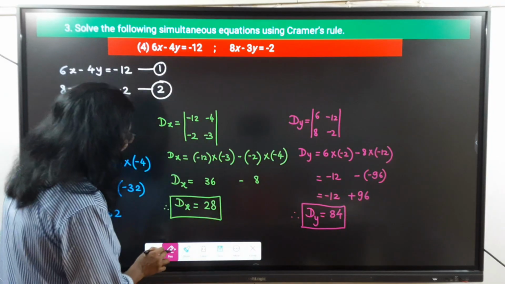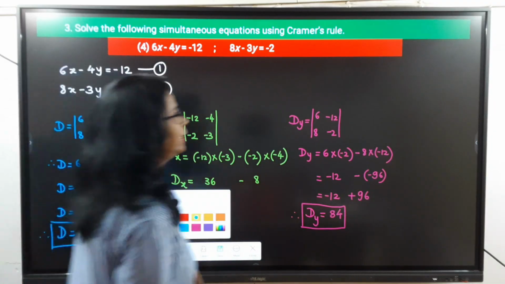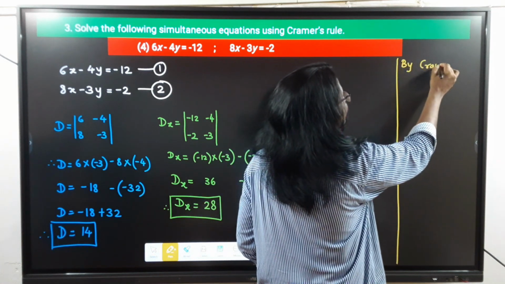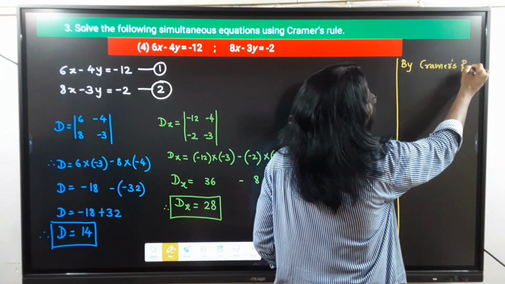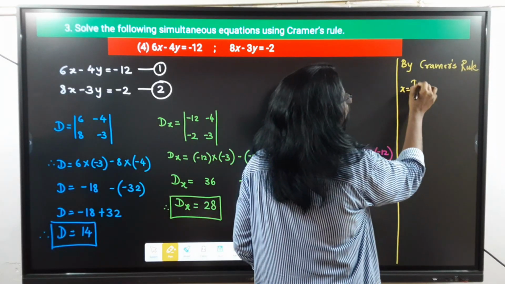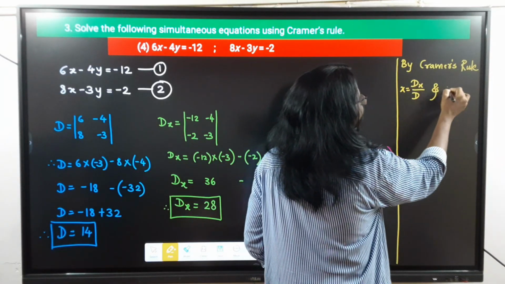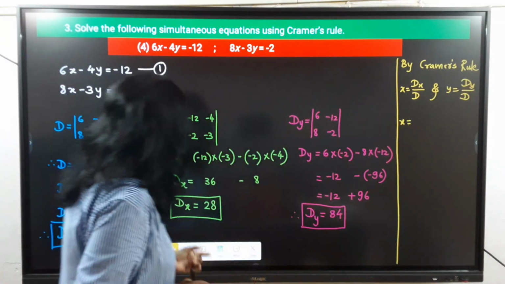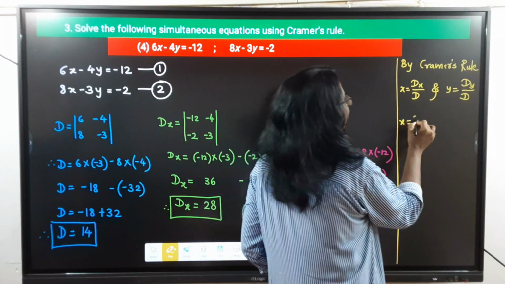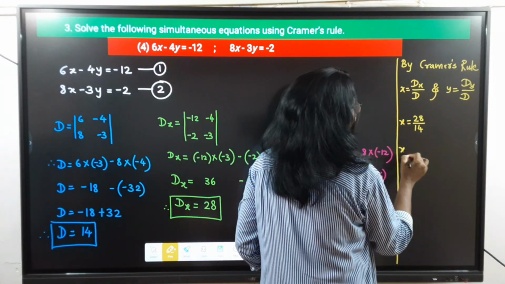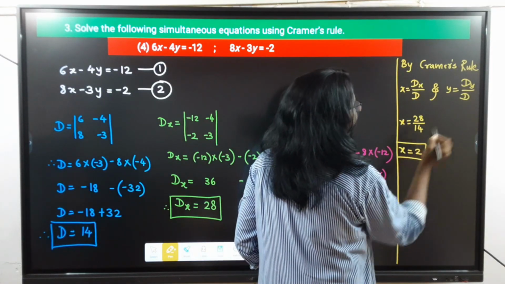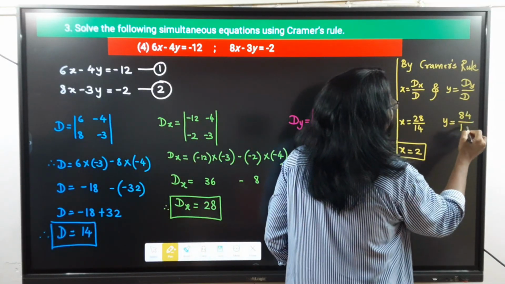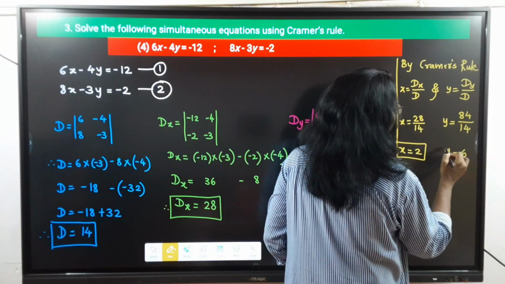Then, students, the next step is that we write down by Cramer's rule: x is equal to D of x upon D, and y is equal to D of y upon D. Therefore, x is equal to 28 upon 14, so x is equal to 2. And y is equal to 84 upon 14, so y is equal to 6.